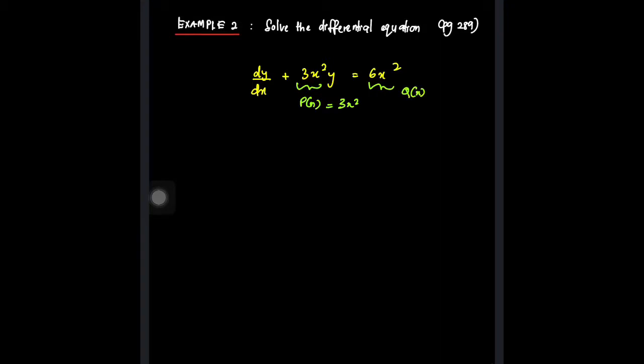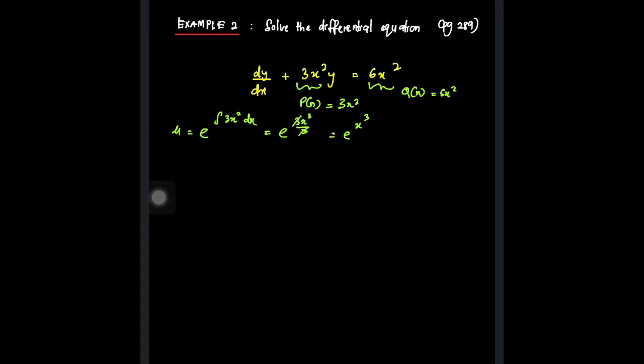So Q(x) is equal to 6x squared. So the next step, you have to find out the integrating factor. We let our integrating factor be mu. So mu is equal to e to the power of the integral of P(x) with respect to x, so 3x squared dx. What you will get is e to the power of 3x cubed over 3, and then you simplify, so you will get e to the power of x cubed.